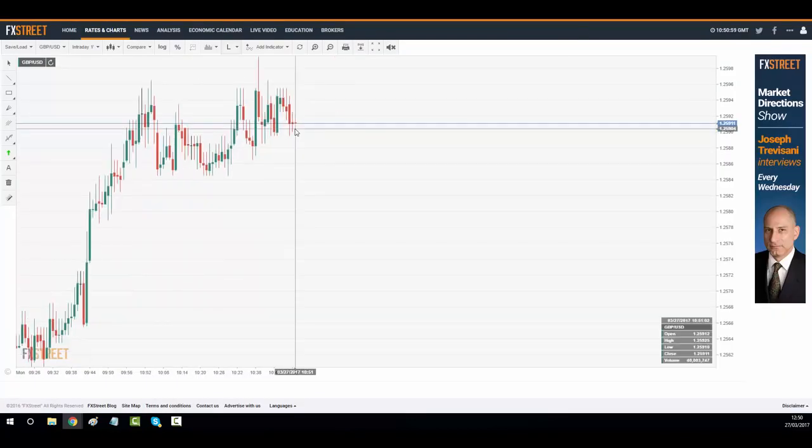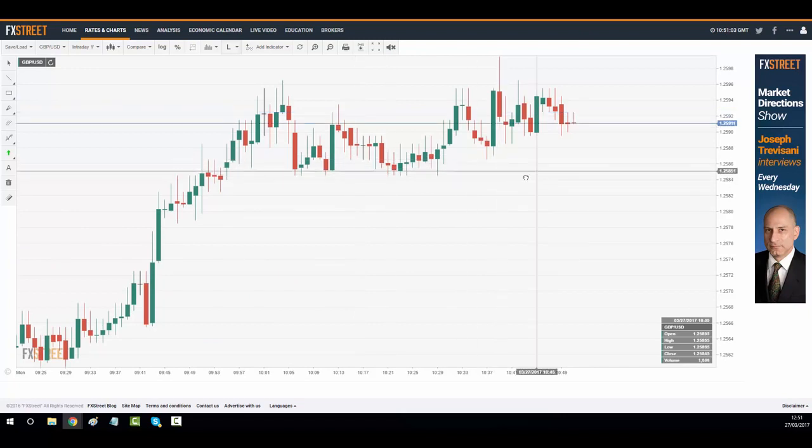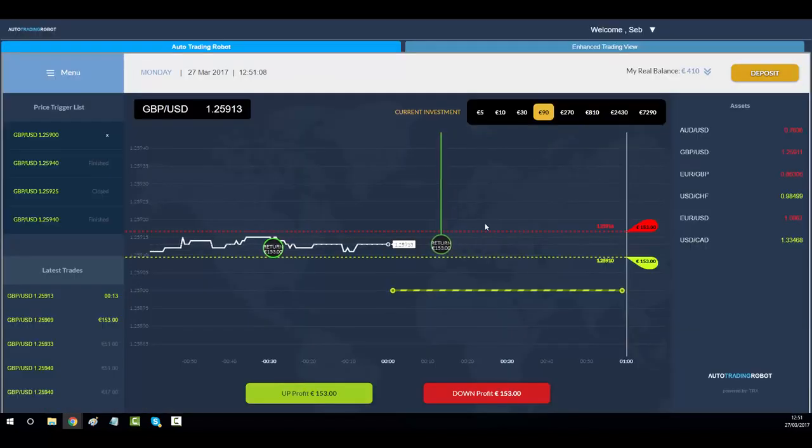GBP USD. Need to zoom in. There we go. So what we're just looking for is we're just hitting between two pivot points. That's all we're doing. Quite simple, very easy. Just gotta wait for this one for 2 seconds.